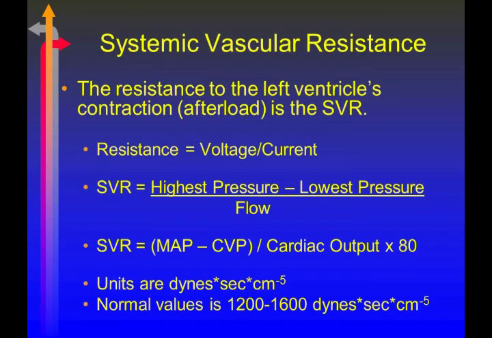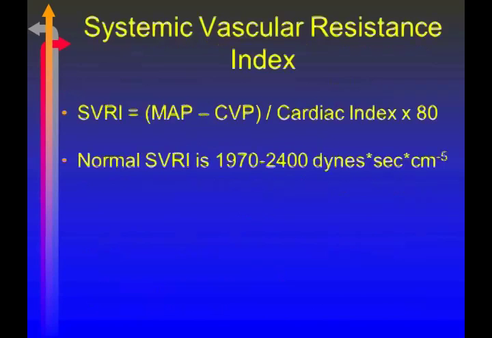So if we look at high pressure minus low pressure divided by flow, multiply it times 80 to put it into the units of dynes per second per centimeter to the minus fifth. There's the normal value for systemic vascular resistance. Again, you won't need to memorize that. I'll have that for you on the test. And then we can index that value also by dividing by cardiac index as opposed to cardiac output.